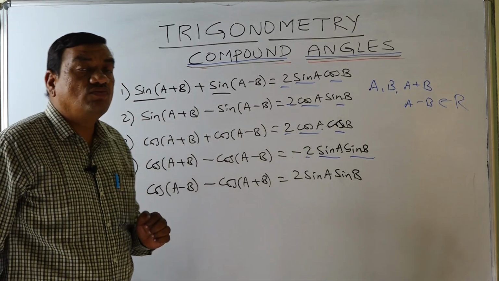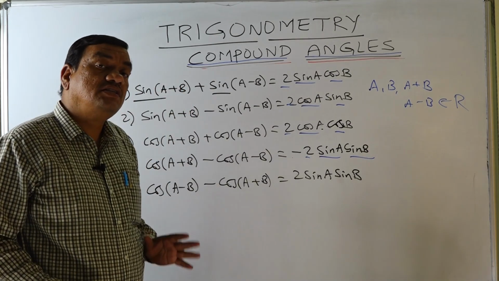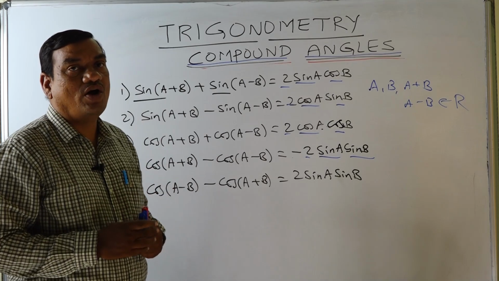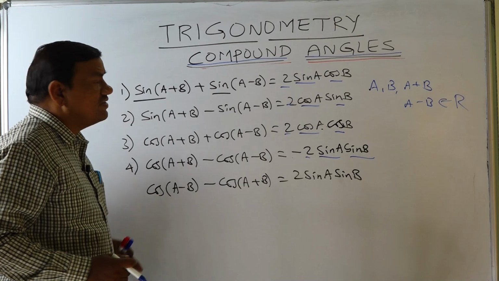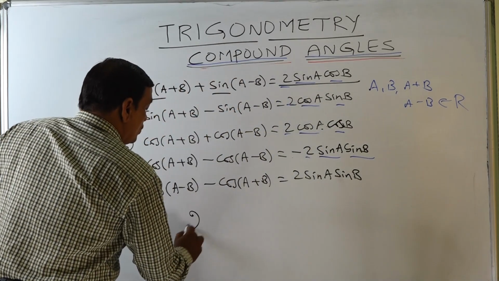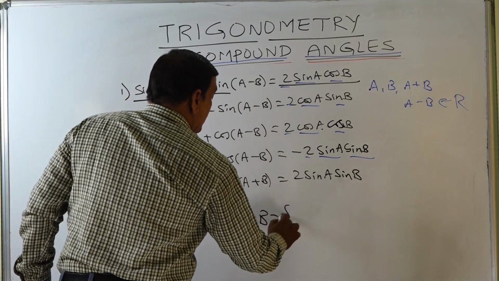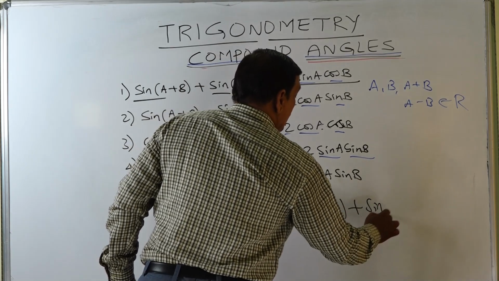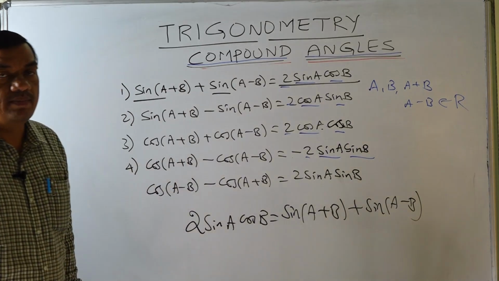And one more thing you have to remember is, all these formulas you also have to learn in the reverse direction. What does reverse direction mean? If 2 sin A cos B is there, it can be written as sin of A plus B plus sin of A minus B. That also you have to remember.